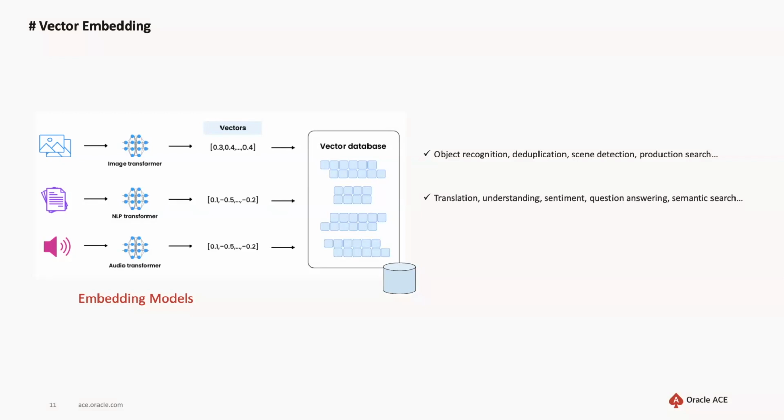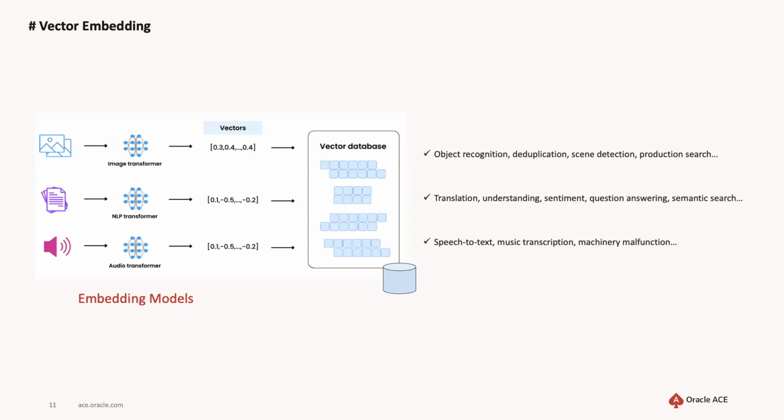And how can we use it for NLP? We can use it for translation, for understanding, for sentiment analysis, for questions and answers, and semantic search. And the last one, the audio transformer. This is another embedding model we can use for speech to text, music transcription, machinery malfunction, some noise that makes the AI understand that this is an issue that is happening, and so on.